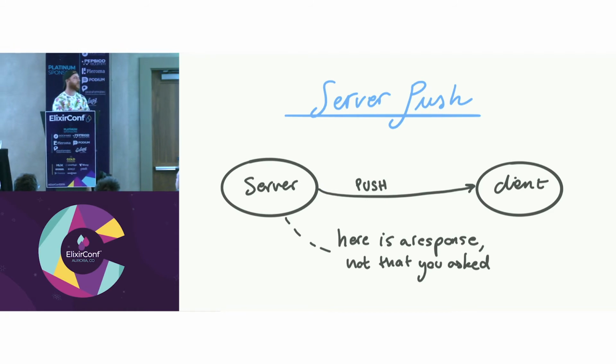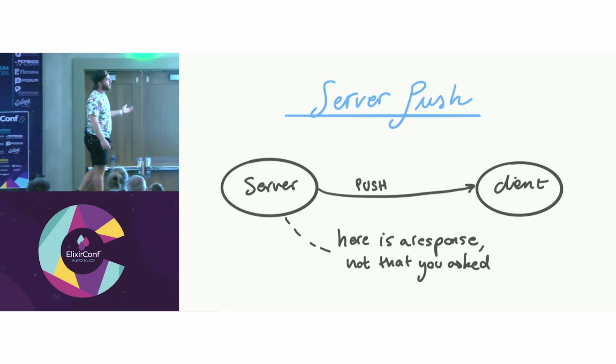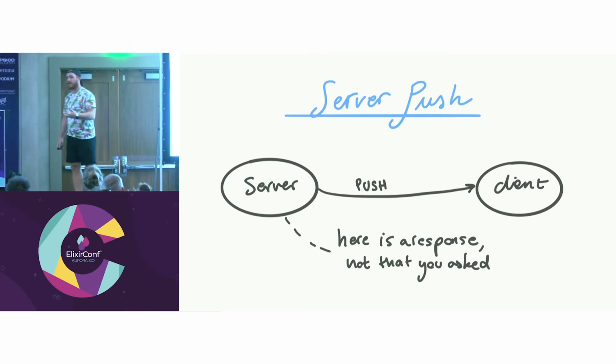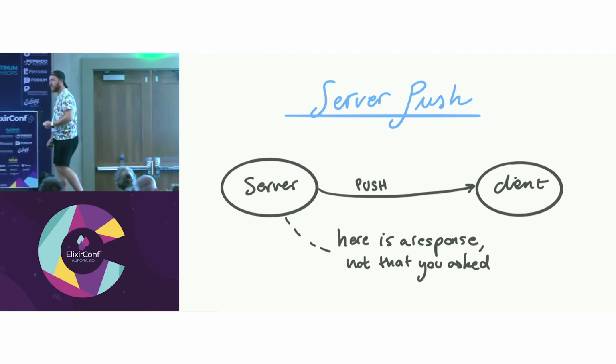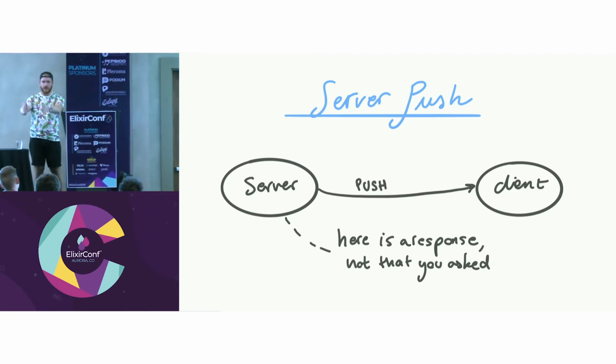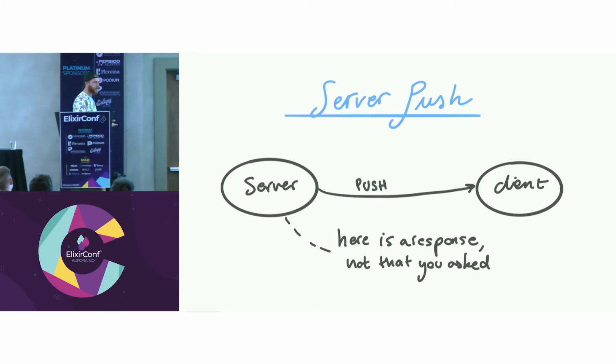Let's talk about server push a little bit. This is another feature in HTTP2, and it's a very weird feature, but it's basically the server can send the client a response for a request that the client never made. So the server can say, here's this response, not that you asked, but here's the response because I think you're going to make this request. You were going to make this request anyways.